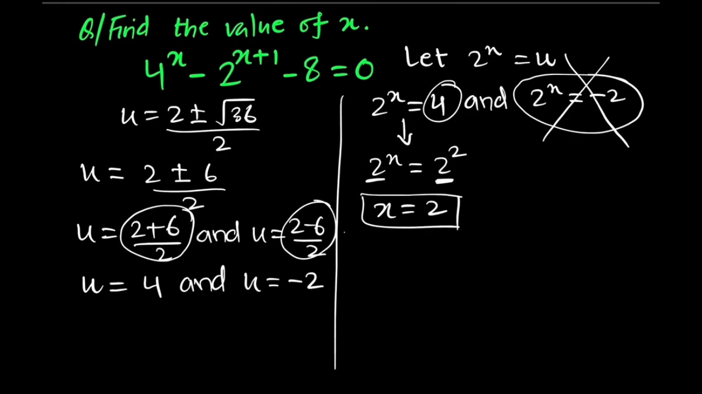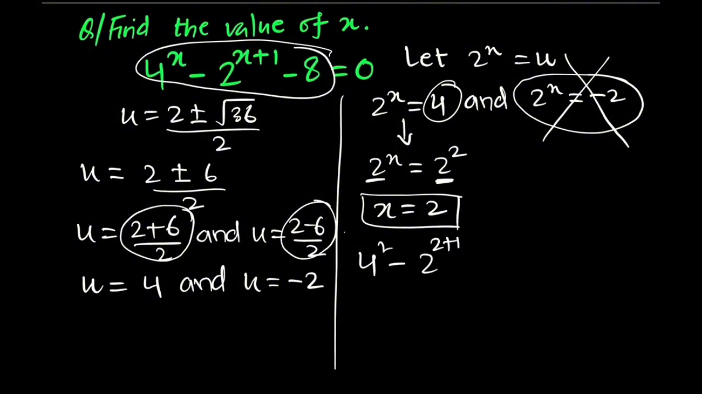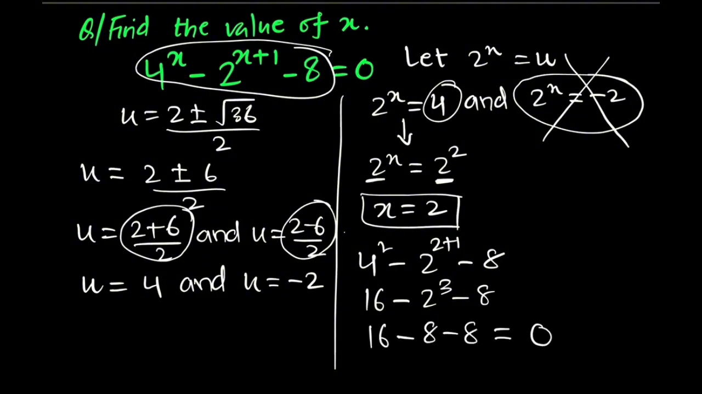And guys, if you are not sure whether x is really equal to 2, you can plug this x value into the original equation and check. So which means 4 raised to x, meaning 2, minus 2 raised to x, meaning 2, plus 1, minus 8. And this should give us 0. So 4 raised to 2 means 16, minus 2 raised to 3, minus 8. 16 minus 2 raised to 3, which means 8, minus 8, which is absolutely equal to 0. Therefore, the value of x equals 2 is absolutely correct.